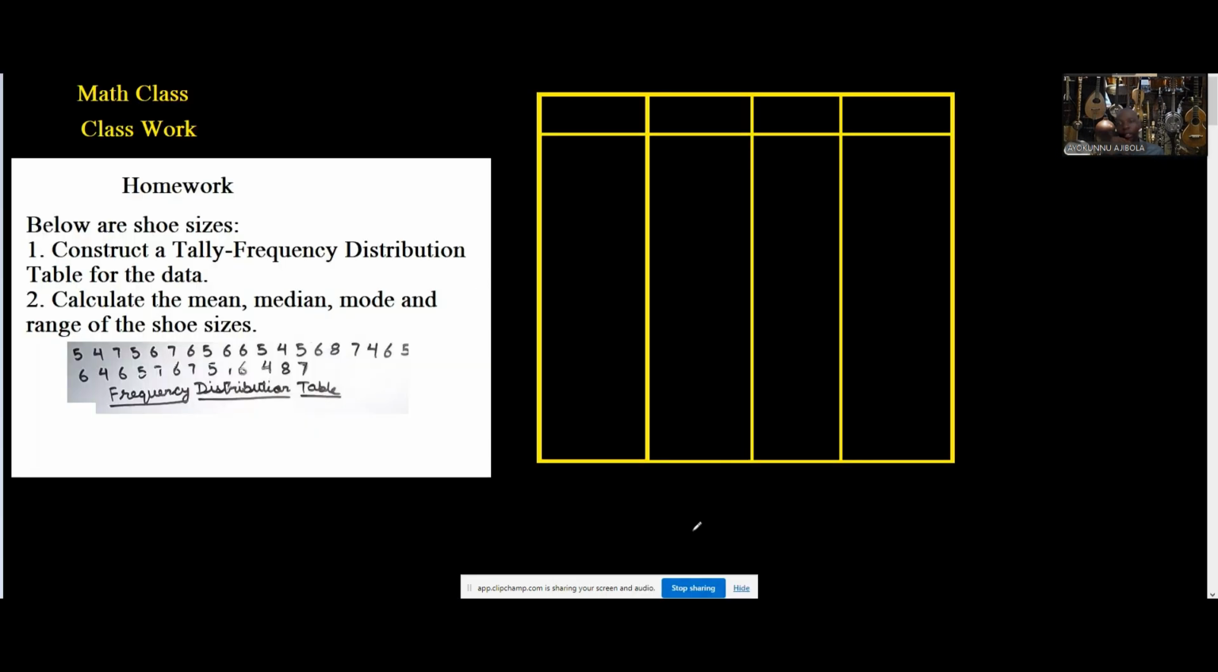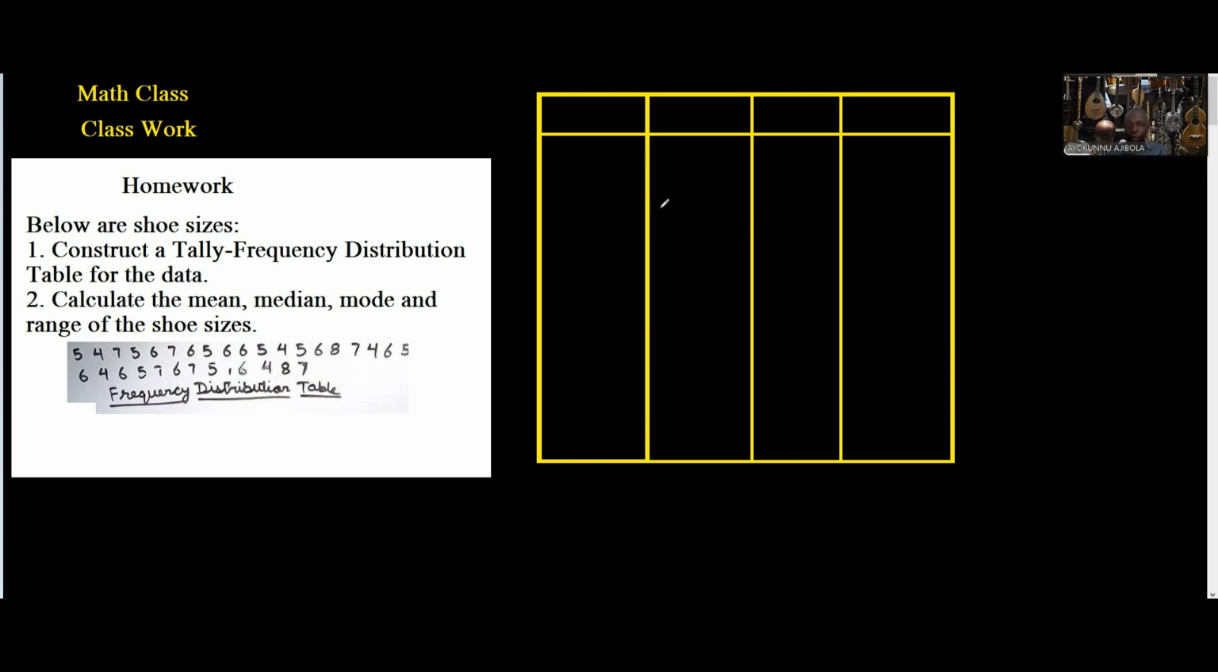The question we are looking at is on statistics. Under statistics, we can be asked to find the mean, the median, and the mode, or we can be asked to construct a frequency distribution table. This one says construct a tally frequency distribution table for the data. If that is what you need, you only need three columns.